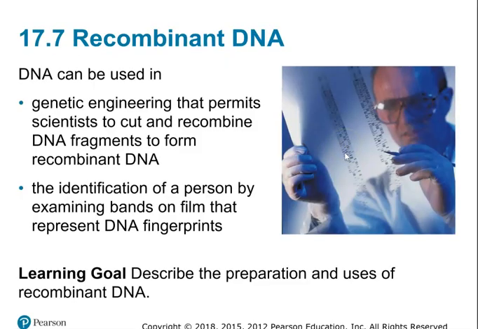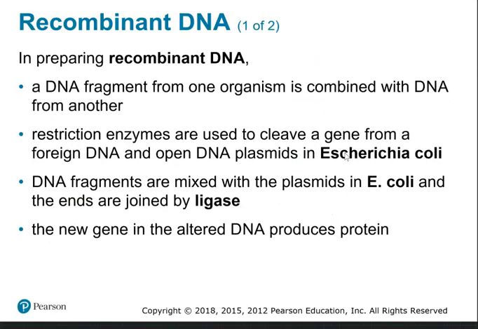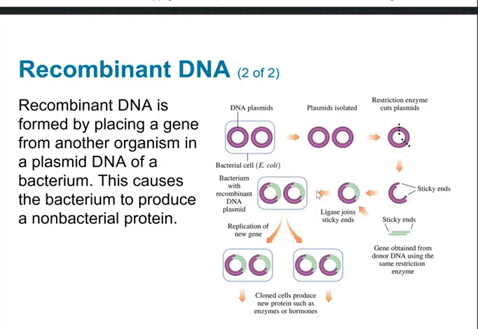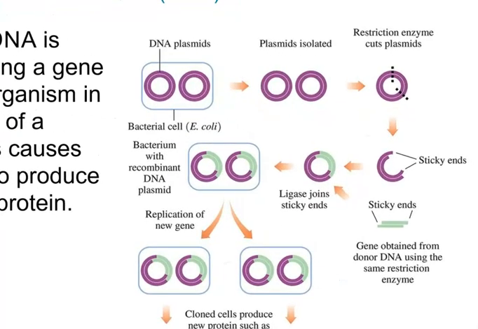Now, the last bit to chat about is recombinant DNA. So what does that mean? It means that the DNA from one organism is combined with DNA from another. So for the most part, the idea is that you bring the gene of interest and insert it into a so-called DNA plasmid in bacteria called E. coli. Okay? So let's jump straight to the image.